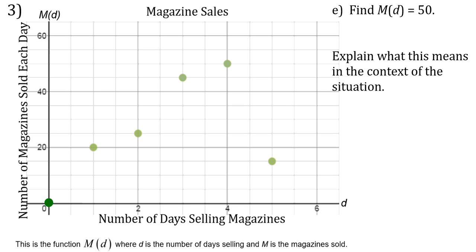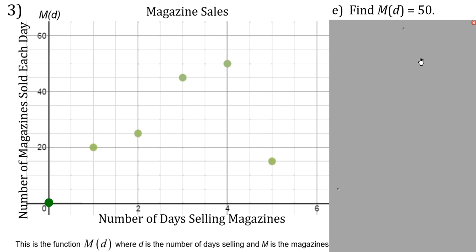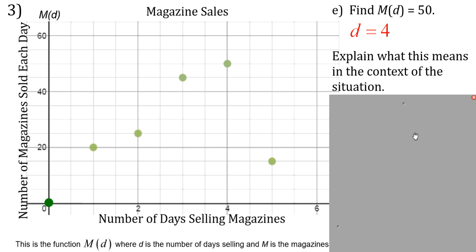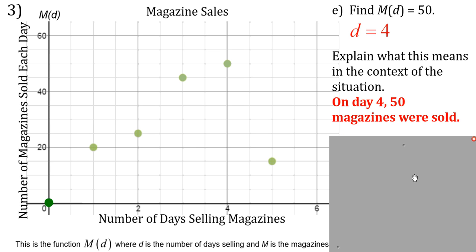Find m of d equals 50 and explain what it means. So looking at this problem, 50 represents the number of magazines sold each day. We want to find d, the number of days that it happens. We're going to find our output of 50 and see what day that happens for. That's at 4. So we know that d equals 4. Therefore, on day 4, 50 magazines were sold.